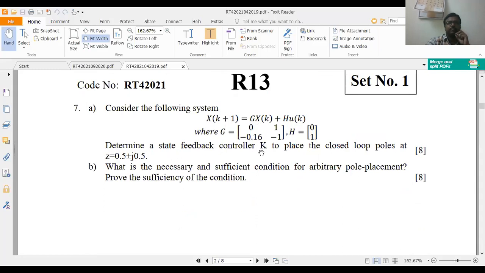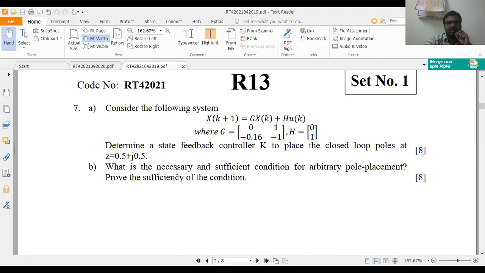And coming to the last question, here also we have to determine a state feedback controller K, for closed loop poles of 0.8 plus or minus j0.5, and he has given the matrices. Let us consider this particular matrix G as A and this particular matrix H as B, just changing the parameters. This particular problem is asked for 8 marks. Only one kind of problem is going to be there in unit 6, that is determination of the state feedback, for 8 marks.